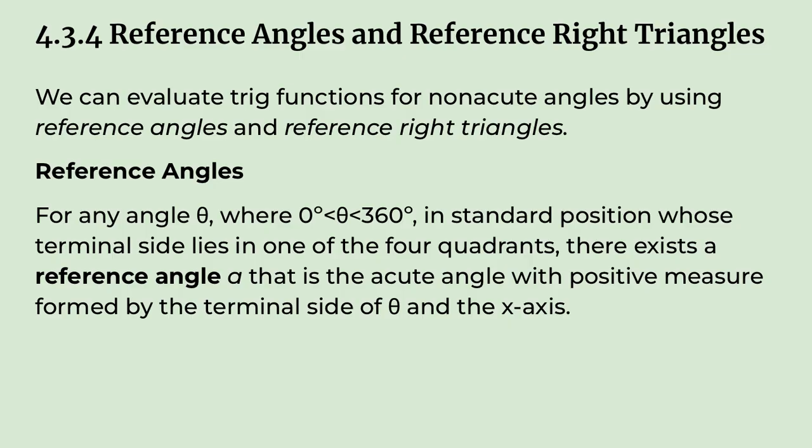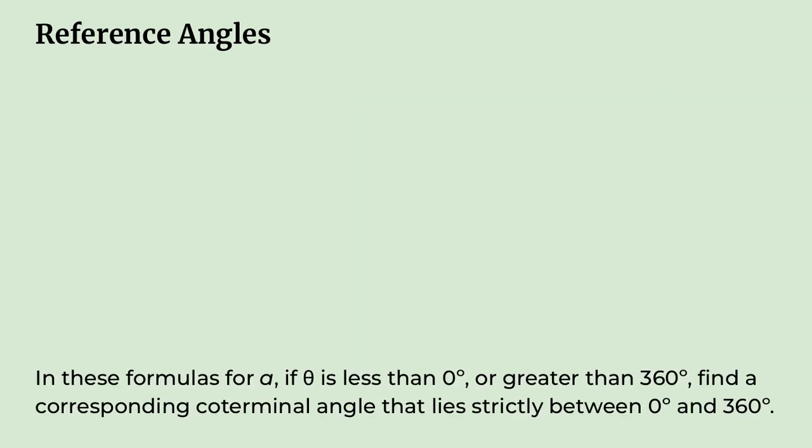So reference angles are any angle in standing position whose terminal side lies on one of the four quadrants, and A is the acute angle of the positive measure formed by that terminal side. So what that looks like visually is if we have first an acute angle like so, where all of these are off of the positive x-axis, this angle would be the same as the reference angle. So nothing special there, and that's in quadrant 1.